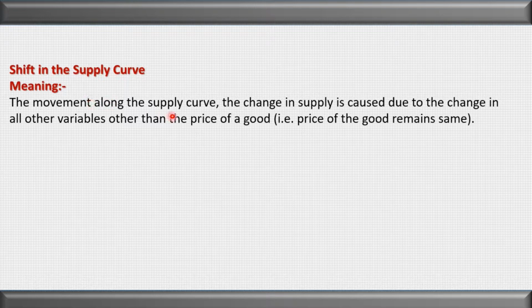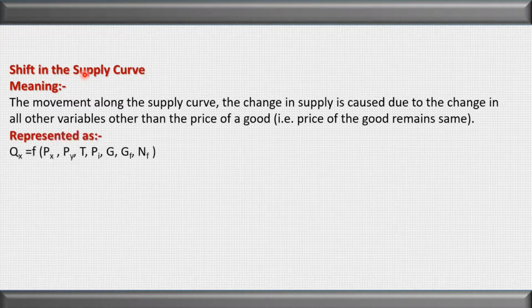Let us see the meaning. When the supply of the commodity increases or decreases because of change in factors other than price, it means when the price is same but the supply increases because of change in taste, because of change in technology, because of change in price of the input, government policy, etc. Price is same, but because of change in factors other than price, the supply is increasing or decreasing. It is called shift in supply curve.